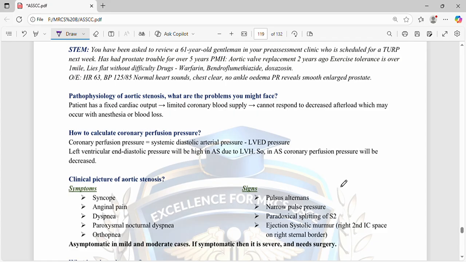So what happens is that we have aortic stenosis, and chronically the left ventricle gets hypertrophied, so there is a small space, so the left ventricular end diastolic pressure will be high. So in aortic stenosis due to left ventricular hypertrophy, coronary perfusion pressure will be decreased.